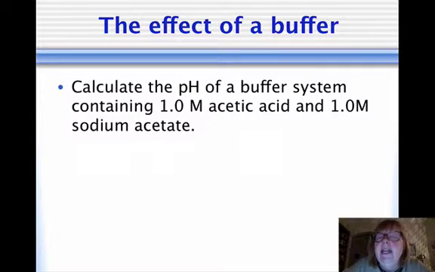Because the acetate ion concentration and the acetic acid concentration are the same, the pH of this buffer would be equal to the pKa of acetic acid. And so you look up the Ka for acetic acid, and it's 1.8 times 10 to the negative fifth. Take the negative log of the Ka, and that gives you the pKa, and that gives you a pKa of 4.74. And so the pH of the solution would be 4.74.